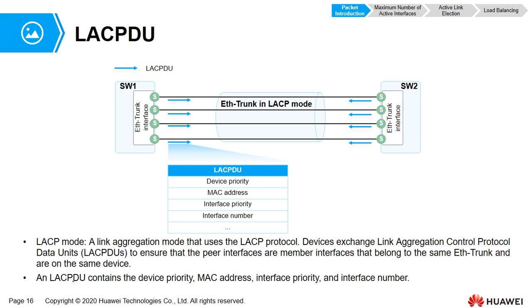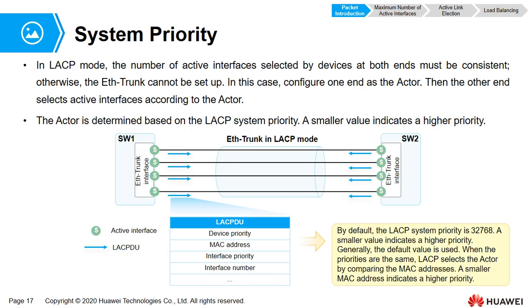LACPDU, the protocol data unit of the link aggregation control protocol, contains the device priority, MAC address, interface priority, and interface number. These parameters will be used to select interfaces that will be active and forward data. We will talk about system priority.